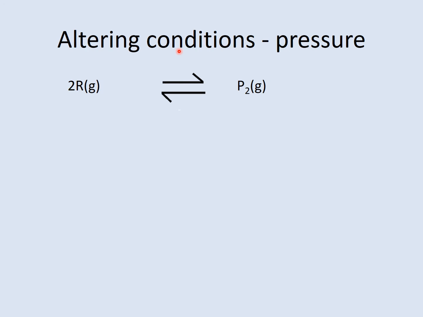Okay, so in conditions, last one we're going to look at is pressure. So if we have reactants, R for reactants, and P for products, you will notice we have two reactant particles on the left-hand side. So this is two separate R's. So there are two particles on the left and a molecule of P2, our product, on the right. So one particle on the right. That's going to be important when we look at how this works.